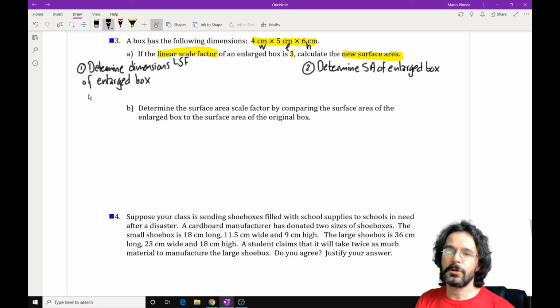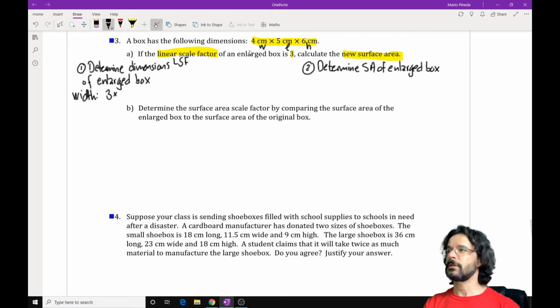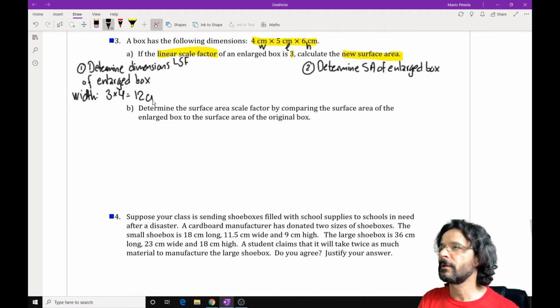Okay, so to determine the dimensions of the enlarged box, we are going to first calculate the width of the enlarged box, and it's simply going to be 3, so that's our LSF, times the original dimension, which is 4. So the enlarged box has a width of 12 centimeters.